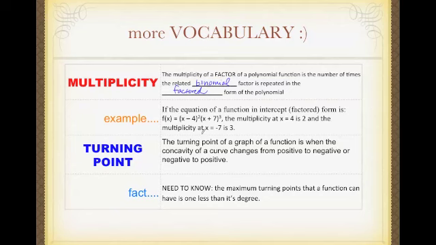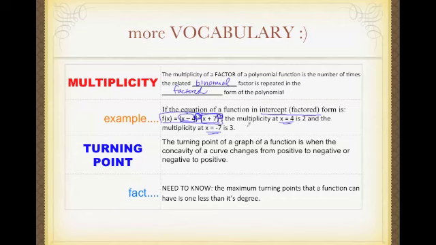If the equation of a function in intercept or factored form looks like this, the multiplicity at x equals 4 is 2. So here I know for this little part, when the function is 0, x equals 4, and the multiplicity is 2. If the multiplicity where x is -7, which would be this one, the multiplicity is 3 because it's repeated 3 times.